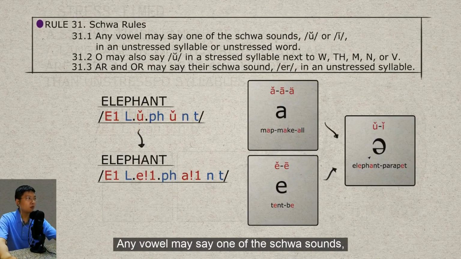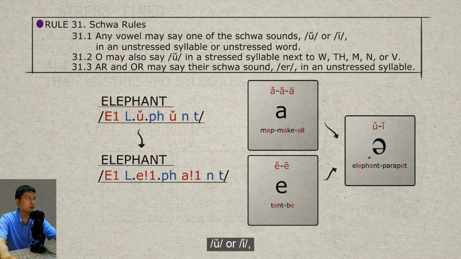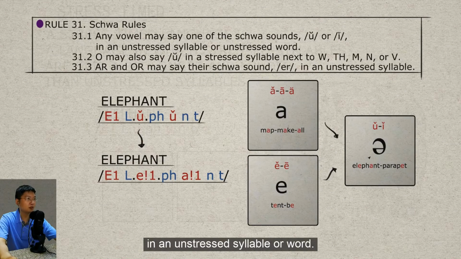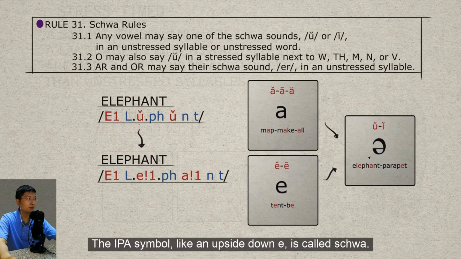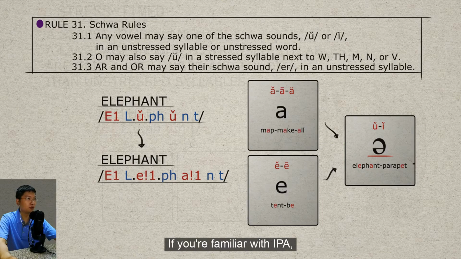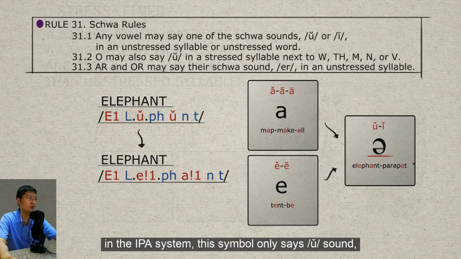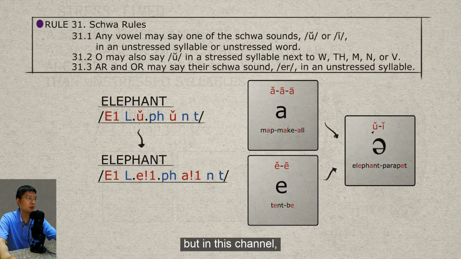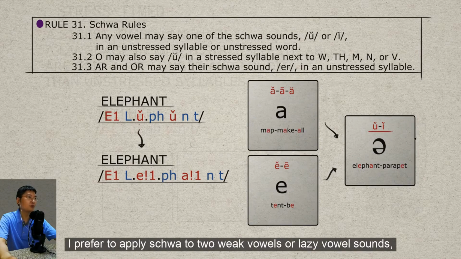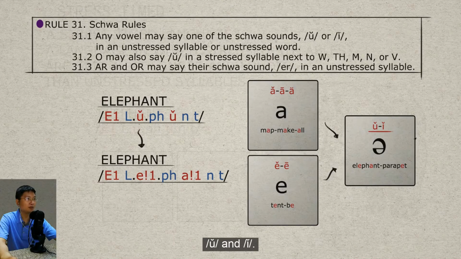Any vowel may say one of the schwa sounds, a or e, in an unstressed syllable or word. The IPA symbol, like an upside-down E, is called schwa. If you are familiar with IPA, in the IPA system this symbol only says one sound, but in this channel, I prefer to apply schwa to two weak vowels or lazy vowel sounds, a and e.